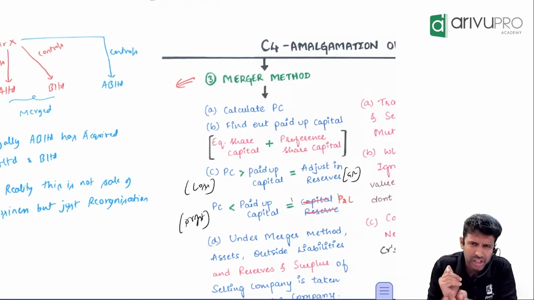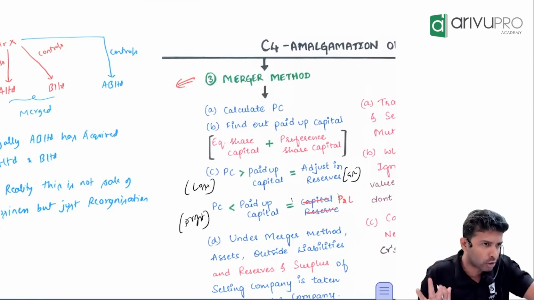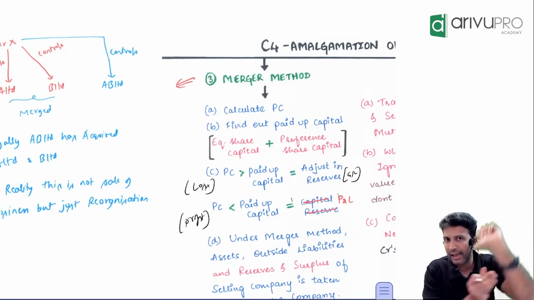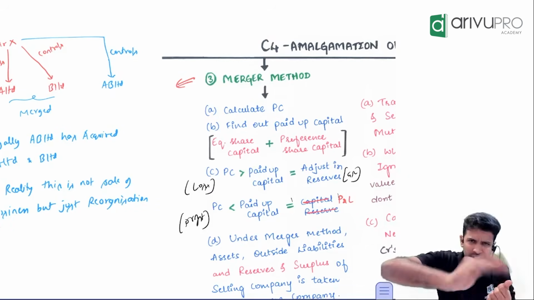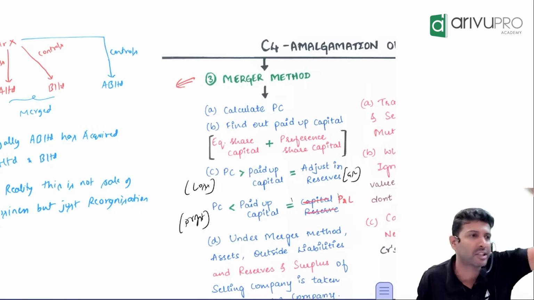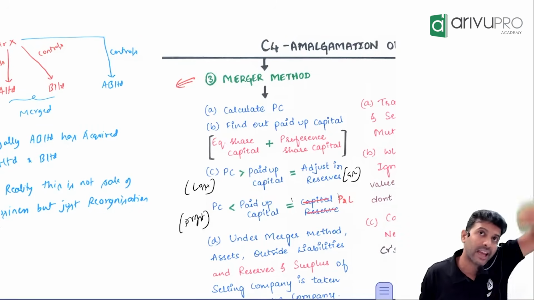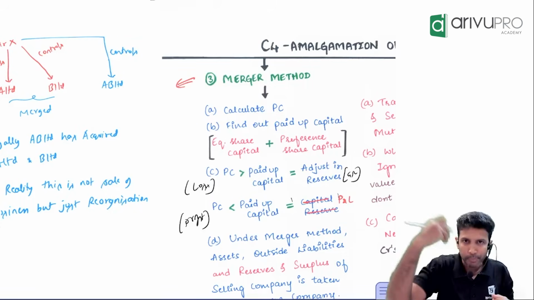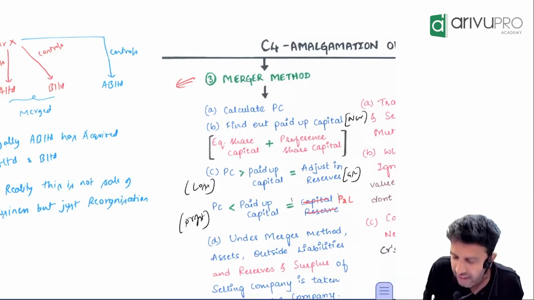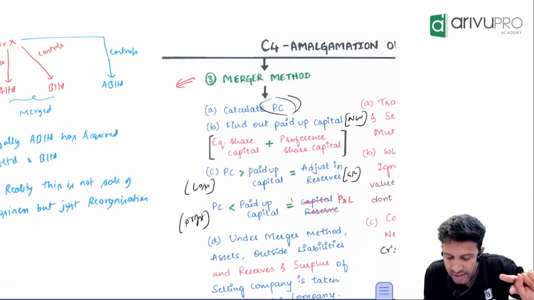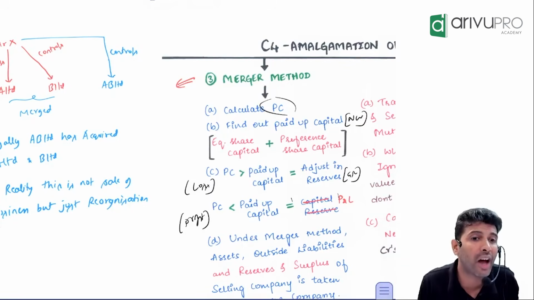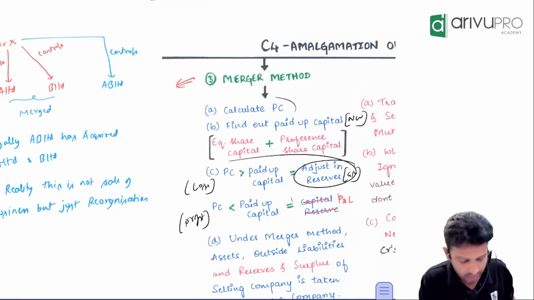So in a nutshell, let me tell you the steps once again, in case you've forgotten. In the merger method, calculate PC. That's the same whether it is the purchase method or the merger method. Compare PC with what? There you compared it with net assets; here you will compare it with paid up capital, which in a way is like your net worth. If PC is greater than paid up capital, the purchasing company paid a higher amount, meaning they made a loss. Loss you'll adjust in reserves.